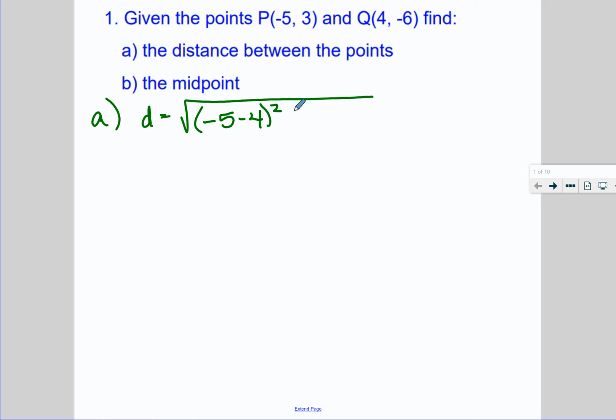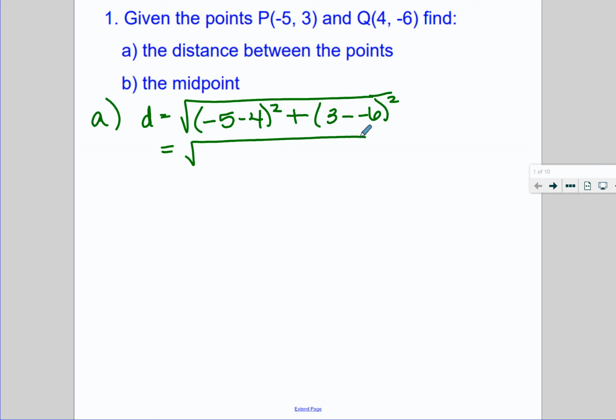And then we square. There's addition between our parentheses. 3 minus -6 squared. Now, because I started with the -5 in the first parentheses, I have to start with that 3 in the second parentheses. We always have to use the same point first. But you can flip those around if you want to, the 4 and the 5 and the 6 and the 3. From there, remember that anything underneath my distance formula here should be positive because we're squaring it.